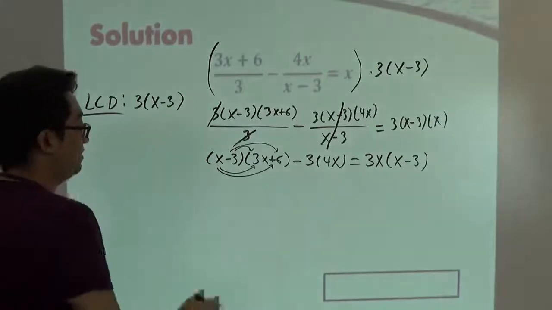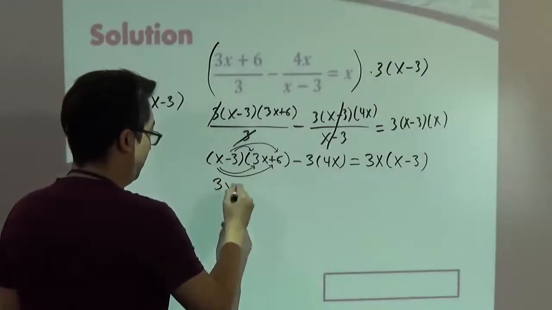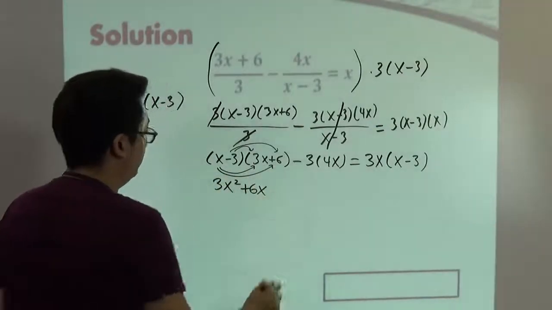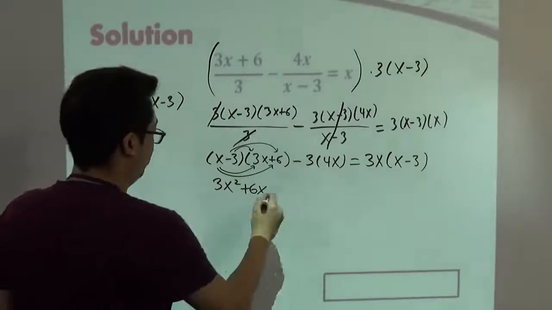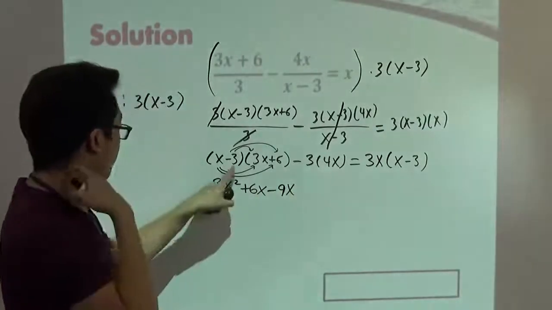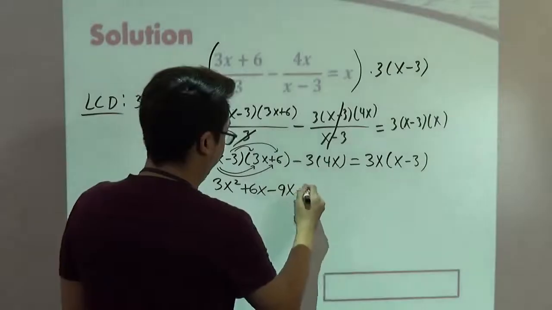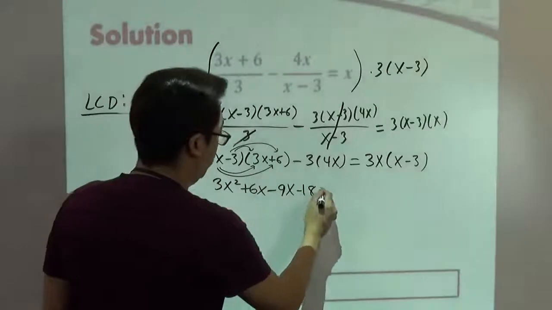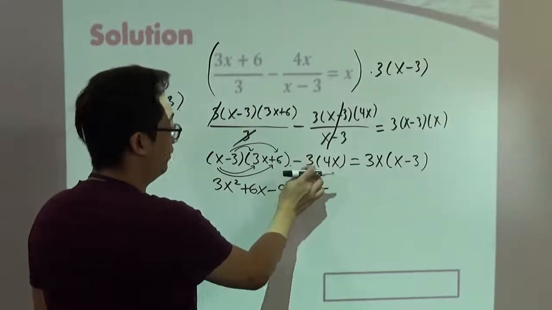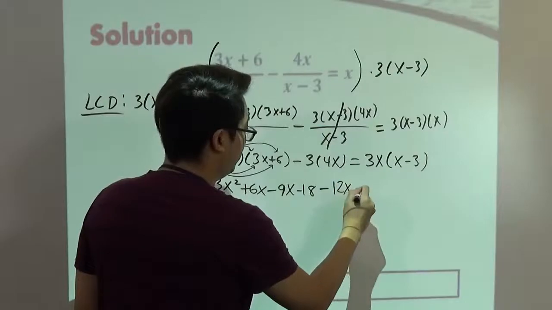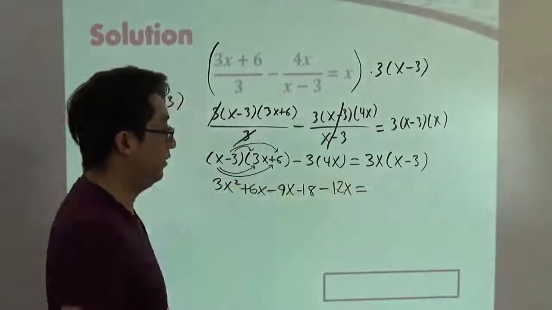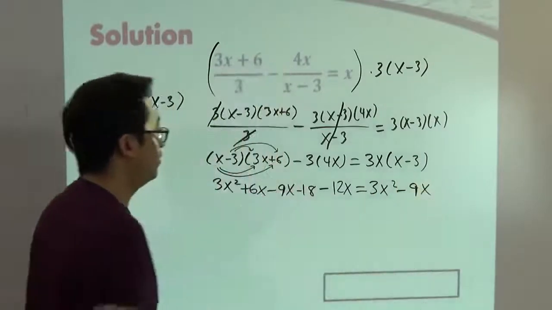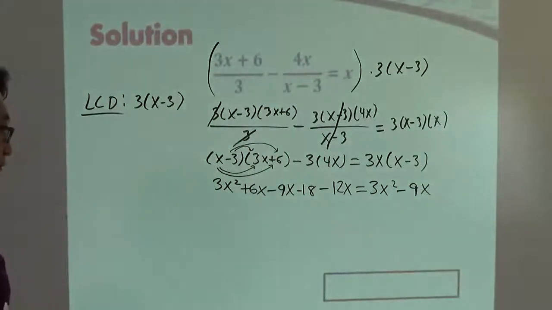So x times 3x, I'm sorry, is 3x squared. x times 6 is 6x. Negative 3 times 3x is negative 9x. Negative 3 times 6 is negative 18. I'm going to go ahead and do distribution on these as well, all in one go. So negative 3 times 4x is negative 12x. And I have 3x, I distribute, I get 3x squared minus 9x. So all we did was distribute using FOIL.